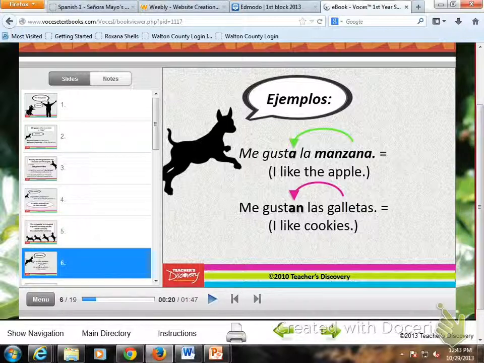Okay? So instead of looking at the subject, we're looking at the object, which is whatever it is that you like, singular or plural. So these are the only two forms of gustar that you're going to use. You're not going to use gusto, gustas, and gustamos. That will not exist for the verb gustar.